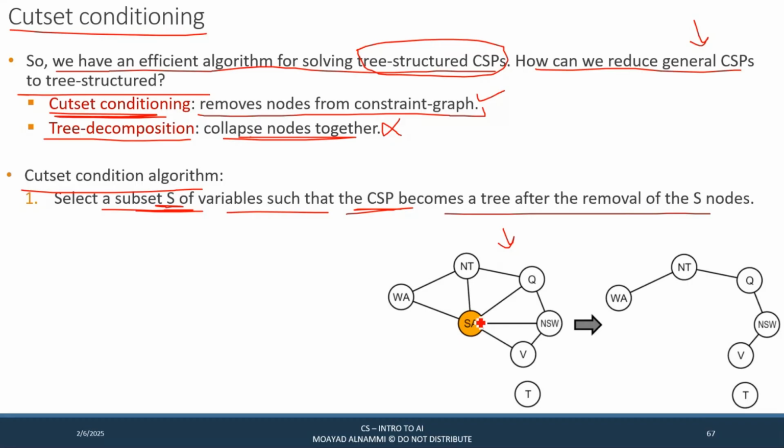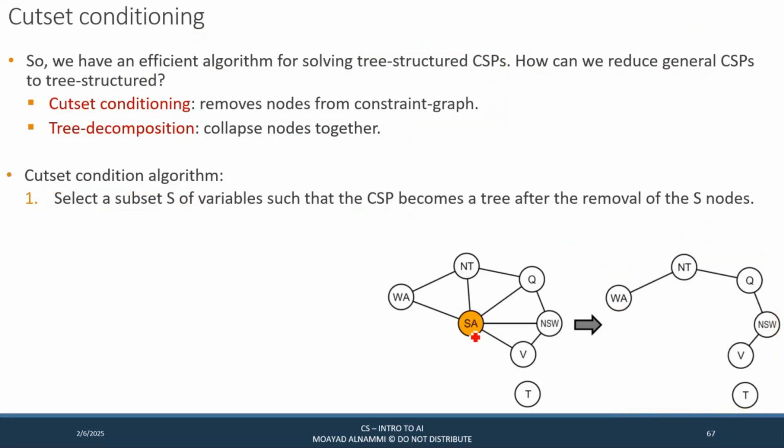For this graph, it's very easy to see that if we remove SA and its corresponding edges, then I will get a tree that results from it. And so I can run my tree structured CSP algorithm to efficiently solve this underlying tree. The way you would apply it is, for the subset of variables that, if you removed them, will result in a tree, you want to assign values to those variables.